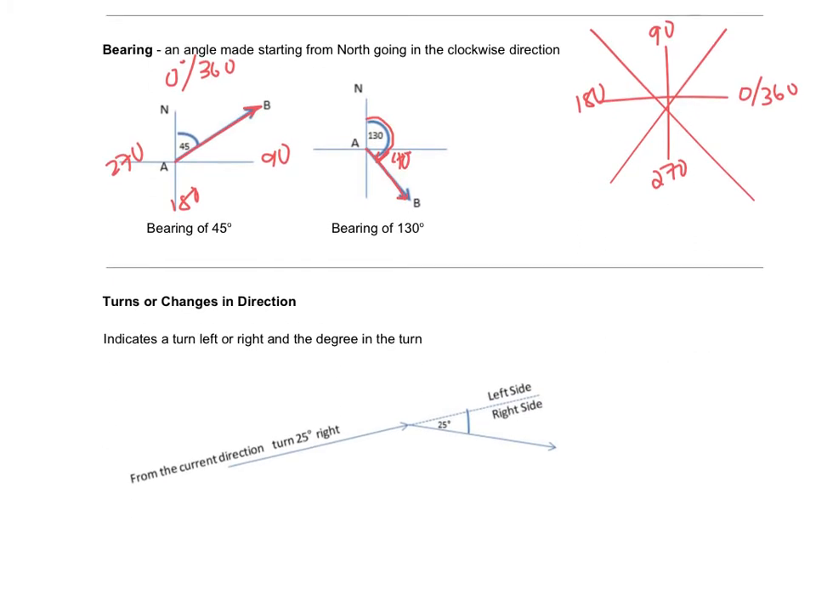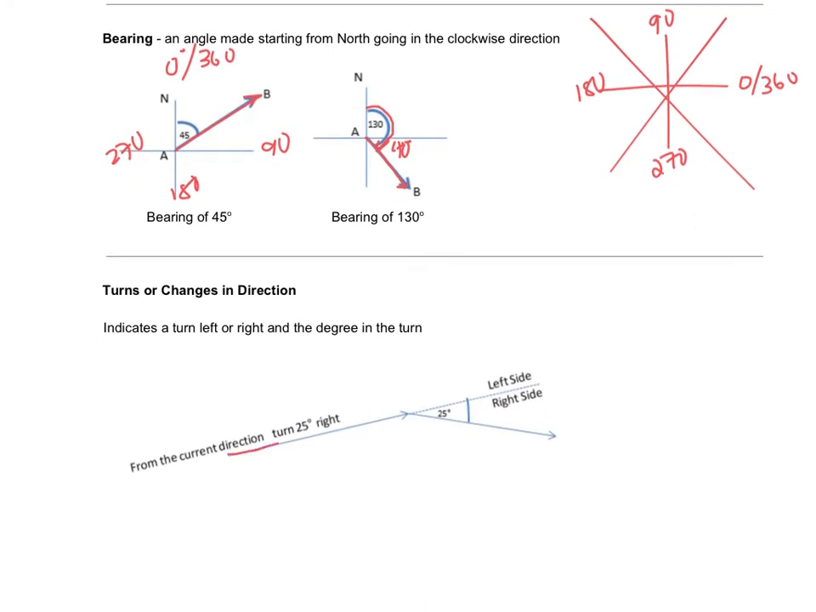Sometimes you will have a turn or a change in direction. When there is a change in direction, you should continue the current path and then turn in that specific direction however many degrees. So let's say you are walking and you turn 25 degrees. If this is your current path, you have to turn 25 degrees assuming your continued path. So 25 degrees to the right of this path tells me this is my turned direction.